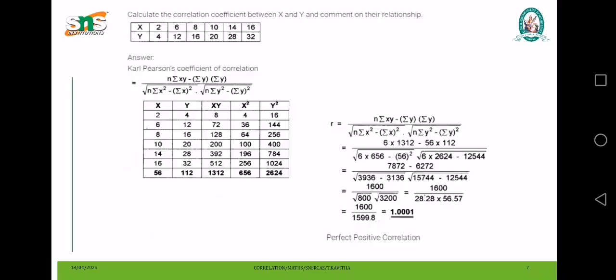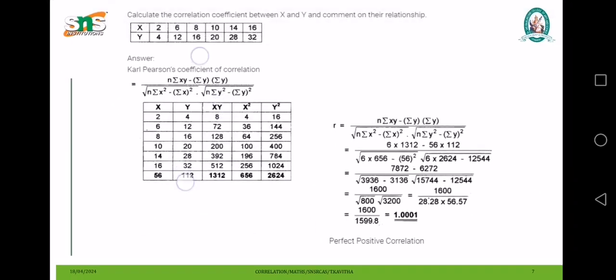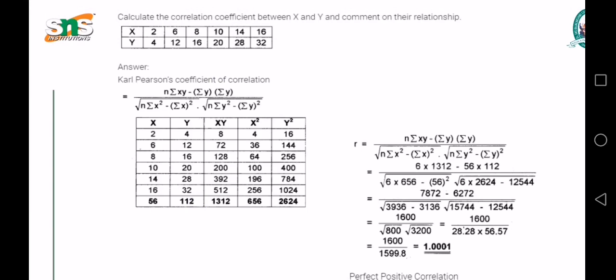This is an example sum for this. Calculate the correlation coefficient between x and y. Comment on the relationship. x is 2, 6, 8, 10, 12, 16. y is 4, 12, 16, 20, 28, 32.